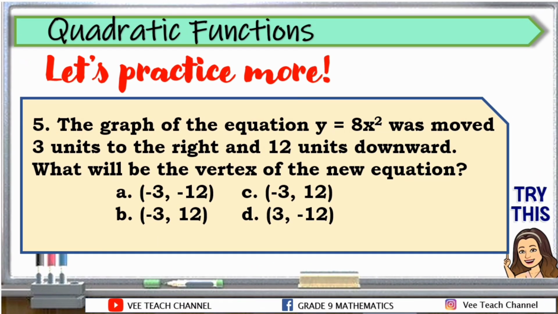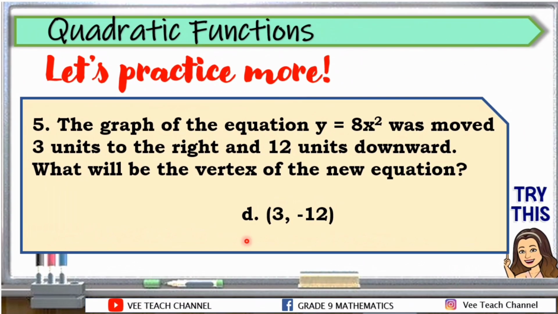Last one, the graph of the equation y is equal to 8x squared was moved 3 units to the right and 12 units downward. What will be the vertex of the new equation? 3 units to the right. Pag right, di ba, positive. Kaya positive 3, tapos 12 units downward. 12 units downward is negative 12. Alin sa mga choices ang tamang sagot? And you're correct. The answer is letter D. Positive 3 and negative 12.